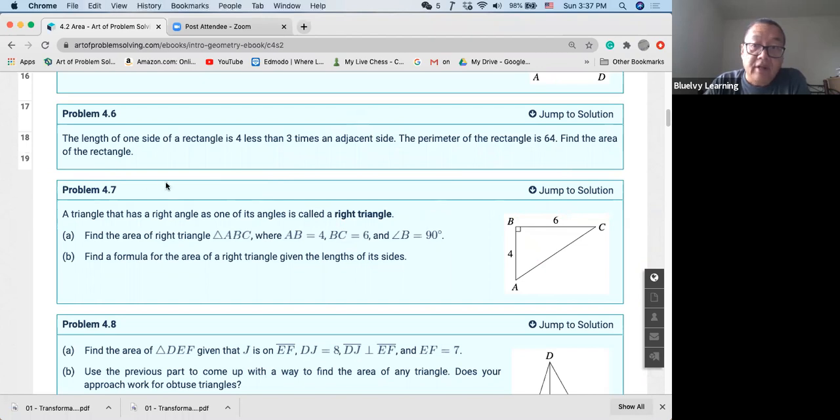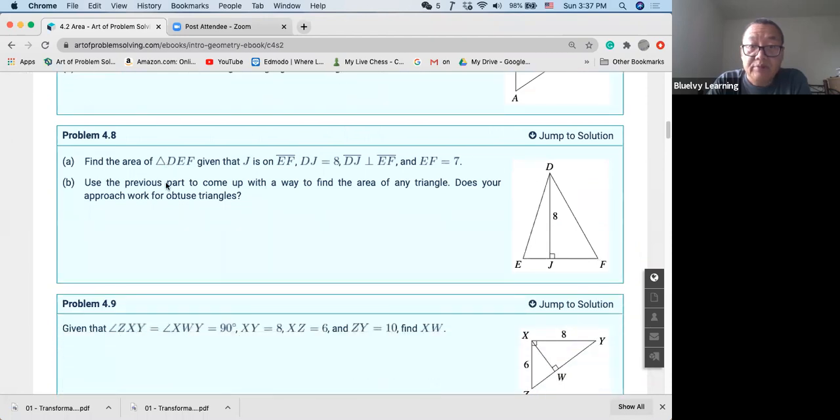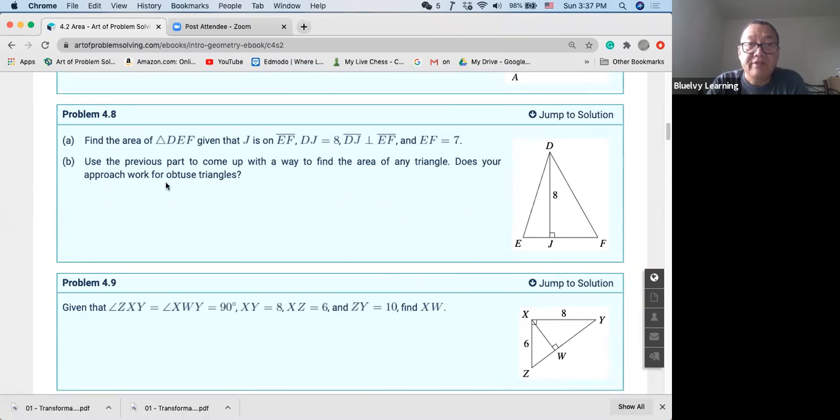Okay, now let's try this problem, 4.8. So this one, find the area of the triangle DEF given J is on EF, and DJ equals 8, DJ perpendicular to EF, and EF equals 7. How to find the area of this triangle DEF?